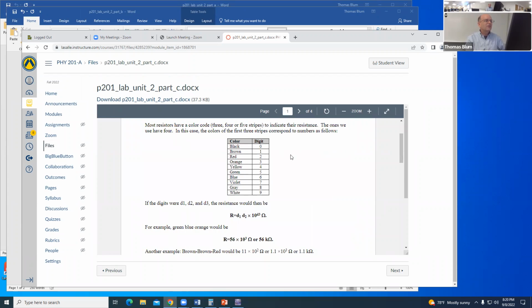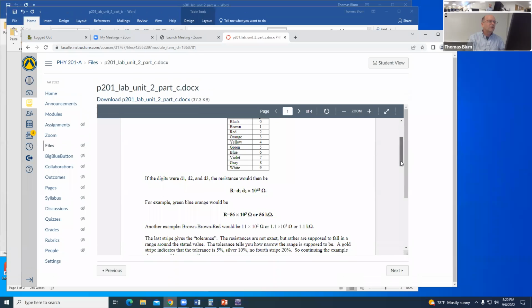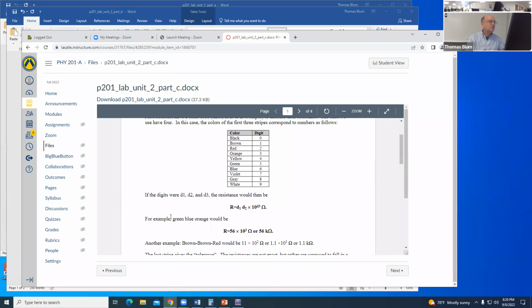Here is the other thing that people don't understand. In this color code, there are 3 numbers. So green, blue, and orange. Green is a 5, blue is a 6, and orange is a 3. The first 2 numbers you just put next to each other. The first 2 numbers are concatenation. So you see the green and the blue, it's 5, 6, it's 56.